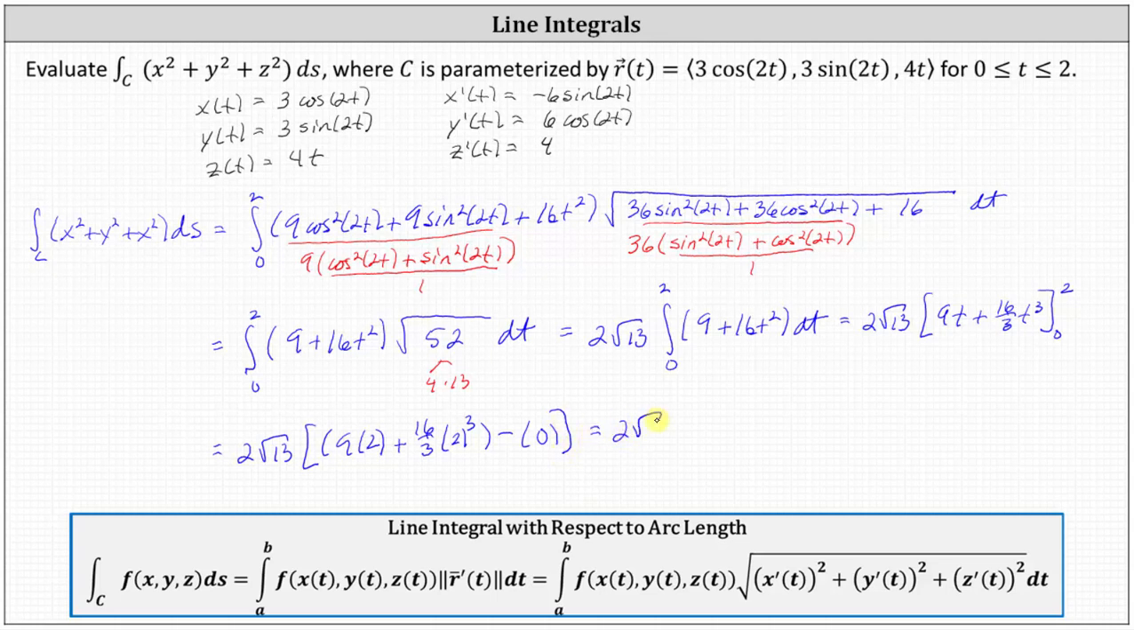Simplifying, we have 2 square root 13 times the quantity 18 plus 16/3 times 8 equals 128/3. And 18 plus 128/3 is 182/3. And 2 times 182 is equal to 364. Let's write the final answer as 364 square root 13 divided by 3.